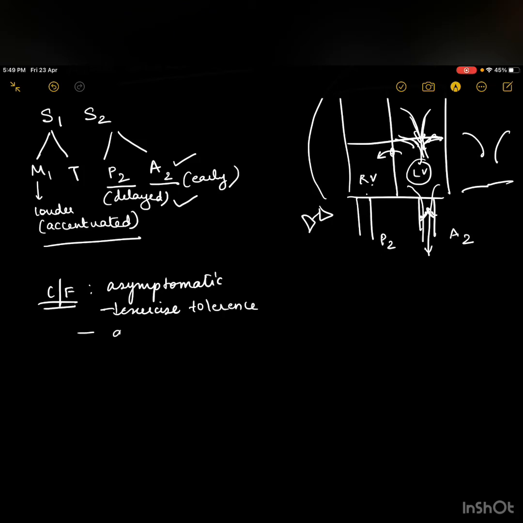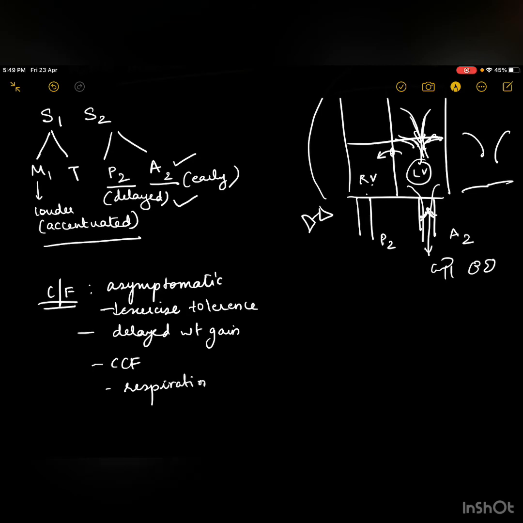There can be delayed or poor weight gain, and there can be features of congestive cardiac failure because the heart is failing to pump enough blood through the left ventricle out into the aorta to the systemic circulation, that is to the brain and the kidney. So there can be heart failure. There can be recurrent respiratory tract infections because now we're seeing that blood is getting mixed into the right ventricle, and more blood is flowing to the lungs.